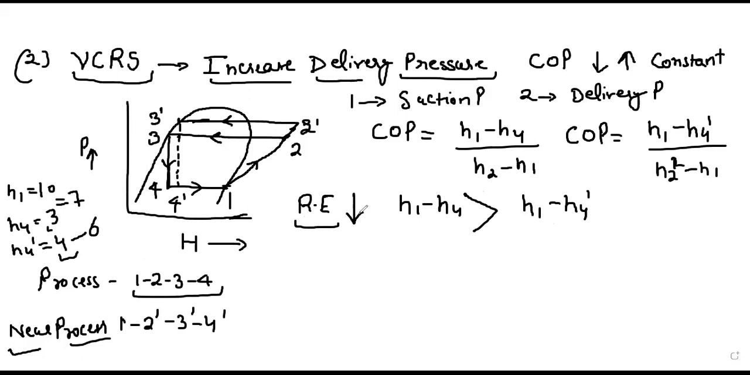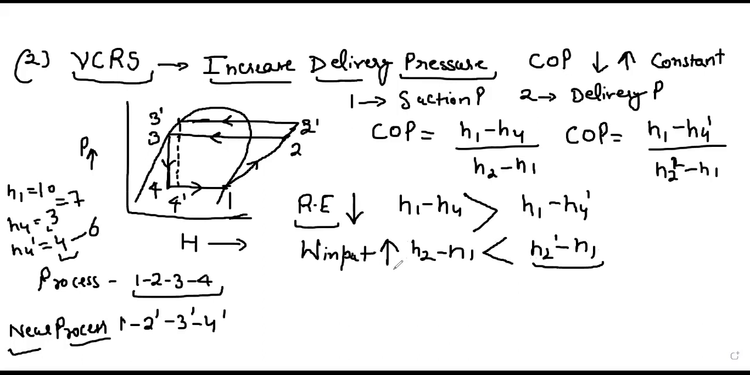Now if you just look at the second part of it, that is the work input, it will be H2 minus H1 on one side and H2 dash minus H1 on the other side. So from the picture itself, it is clear. If we need more pressure at the delivery of this compressor, then we need more work input to produce so. So if more work input is required, it means the work input in this case required will be more as compared to the initial one.